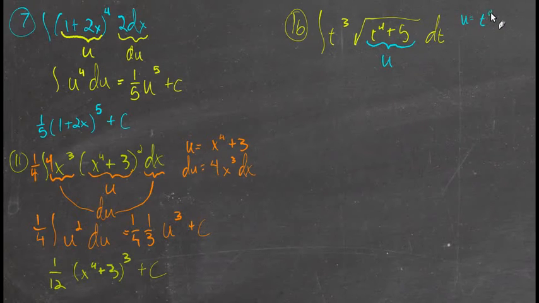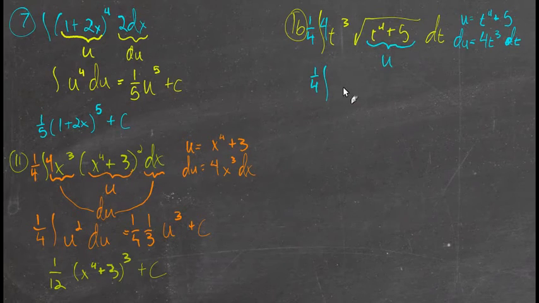u is t to the 4th plus 5, and if that's u, then the derivative of u would be 4t to the 3rd dt. So I want 4t to the 3rd dt in order to replace it with du, but it's not quite right. It's just t to the 3rd dt, but I could again put a 4 there and balance that out with a 1/4, and so now we have 1/4 times the integral of the square root of u, and then 4t to the 3rd times dt is altogether replaceable by du.